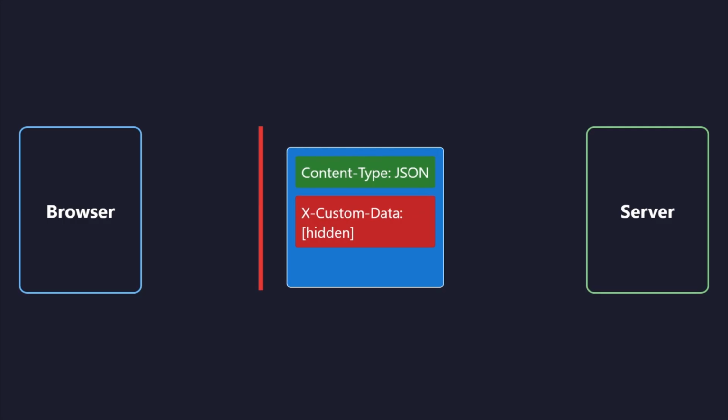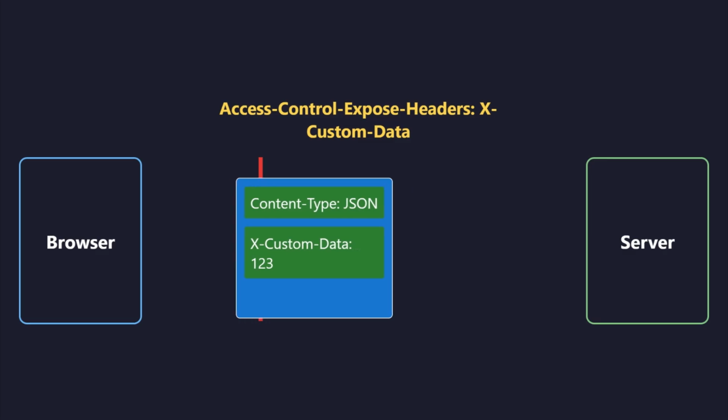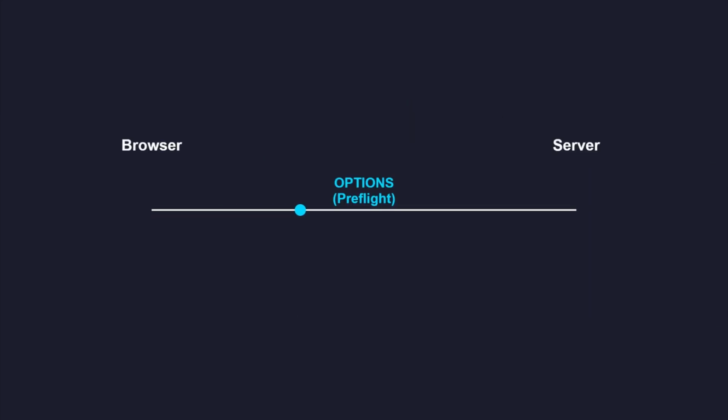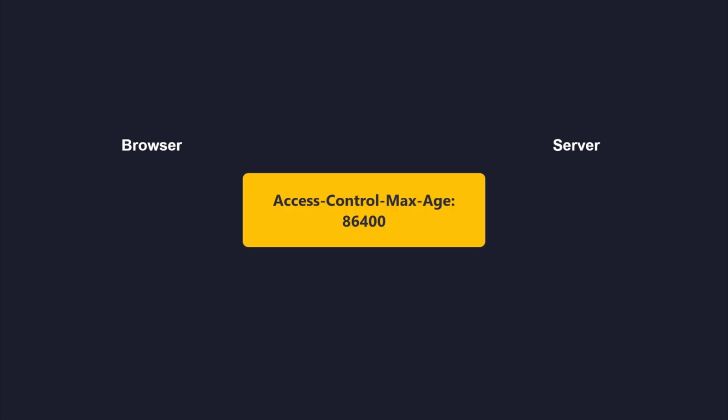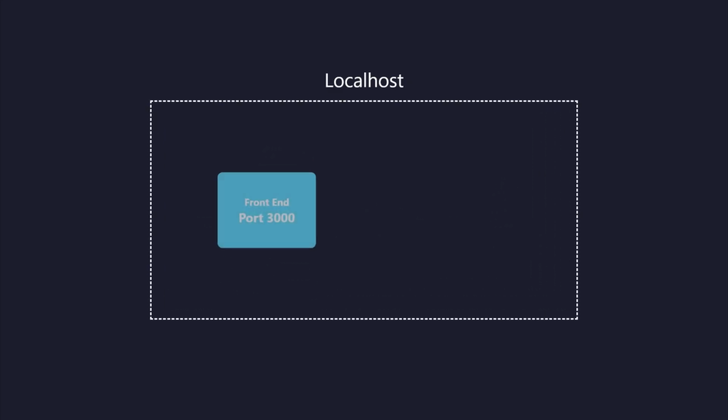If you want your client-side JavaScript to read custom headers sent back from the server, you must use the Access-Control-Expose-Headers header. By default, the browser only allows access to a few standard response headers while hiding any custom application data. Sending a preflight request for every operation adds significant latency to your application. You can optimize performance by using the Access-Control-Max-Age header to cache the preflight result for a specific number of seconds, so the browser skips the check next time.